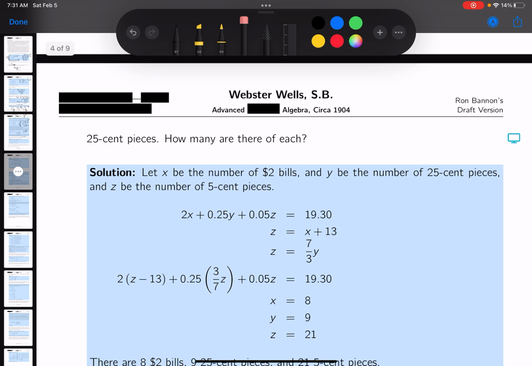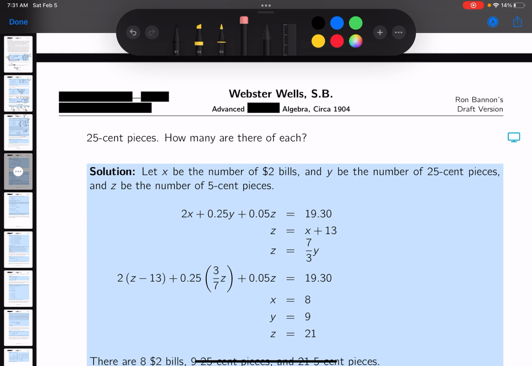So what I'd recommend you do is, you realize you have 3 different items over here. I'm going to say X is the number of $2 bills. And I'm going to say Y is the number of quarters. How many quarters do I have? And Z is the number of 5-cent pieces.